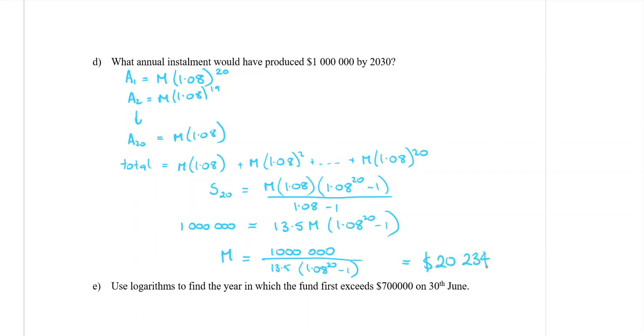20,234. Oh, 34, sorry. I wrote it, said the wrong thing. That's been rounded to the nearest dollar, so I think there's some decimal places after that. Okay, so yeah, if they can invest $20,000 every year, they'll have $1 million.